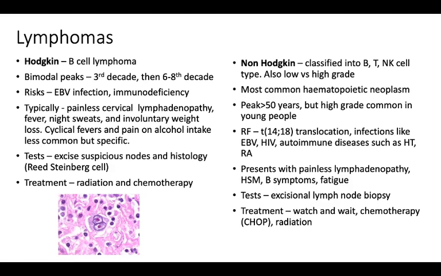Typically patients will present with painless cervical lymphadenopathy, so they find a lymph node that's enlarged, a rubbery, hard, firm lymph node that's not movable. They might find that anywhere in their body, so this is one of the typical presentations. But a lot of the time, they might just have fevers and night sweats, vague symptoms, involuntary weight loss. So these are the B symptoms that they might have.